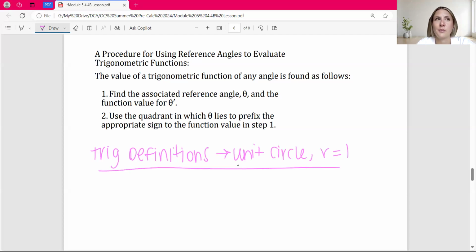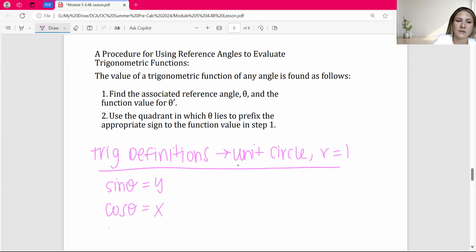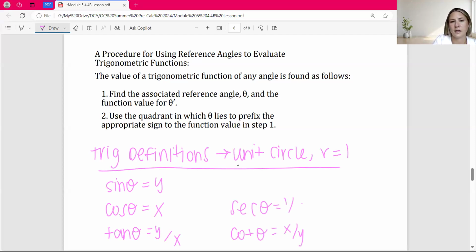Let's just refresh our memory of our trig definitions using the unit circle. We know r equals 1. So that means sine of any angle is the y value. Cosine of any angle is the x value. Tangent of any angle is y over x. Cotangent of theta is x over y. Secant of any angle is 1 over x. And cosecant of any angle is 1 over y. Those definitions we should know.